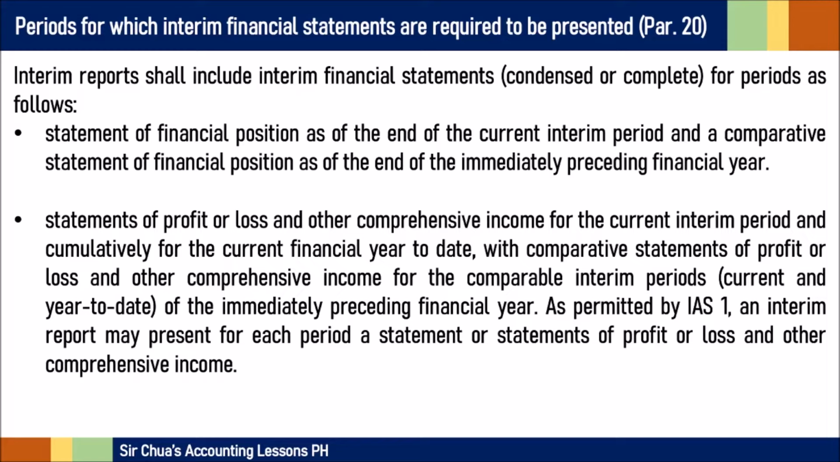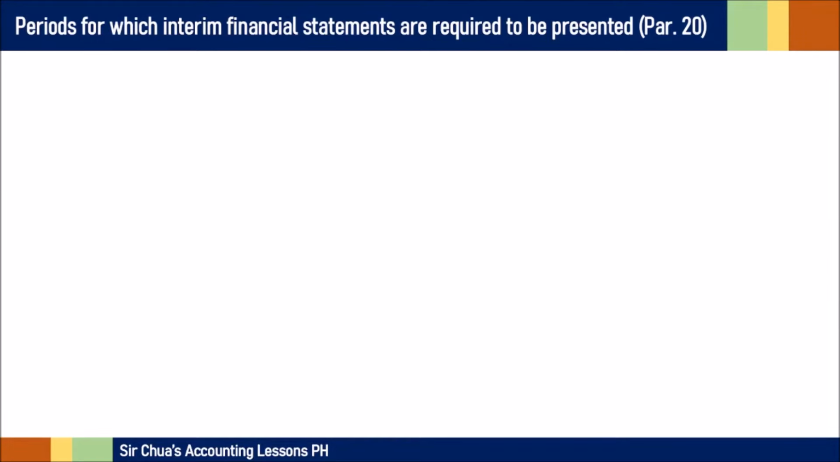As permitted by IAS 1, an interim report may present for each period a statement or statements of profit or loss and other comprehensive income. Ibig sabihin, ganun din, parang sa IAS 1, pwedeng magkasama, pwedeng magkahiwalay. Pero, ang lagi nyong tatandaan is yung word na cumulatively ang pagpe-present natin ng statements of profit or loss or other comprehensive income, lalo na kung quarterly, parang ganon, no, in our interim financial reports.